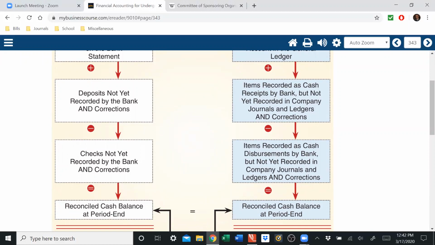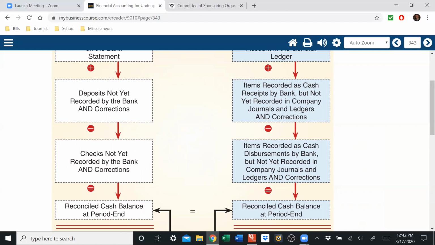And then of course, subtract any items that are recorded as cash disbursements by the bank, but you haven't recorded in your cash account yet. What are examples of items like that? An example will be that service charge. Interest would actually be an addition. You get interest. Service charge is the charge the bank charges you for doing a service for you, like maintaining a lockbox, like we talked about.